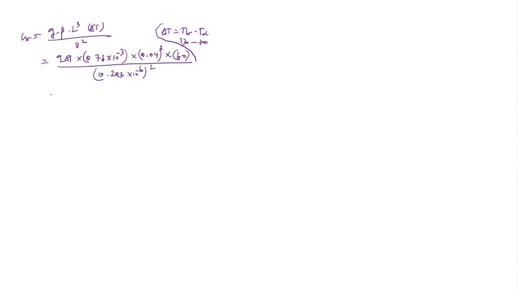So after substituting the above values in the equation, we are getting the Grashof number equal to 3.33 into 10 to the power of 8. That is called the Grashof number.